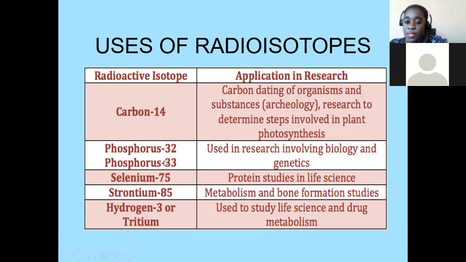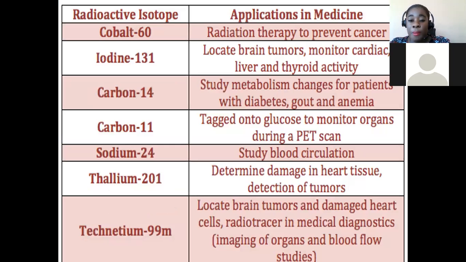We use phosphorus 32 and 33 in research involving biology and genetics. We use selenium 75 for protein studies in life science. We use strontium 85 for metabolism and bone formation studies. And we use hydrogen 3 or tritium to study life science and drug metabolism. All right? Yes, miss. Cobalt 60 for radiation therapy to prevent cancer.